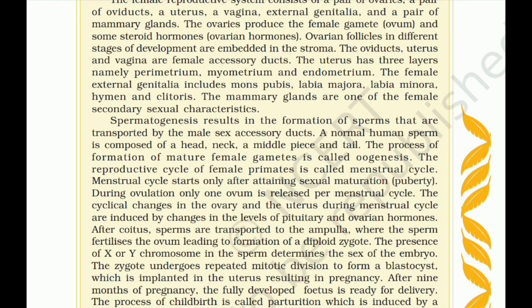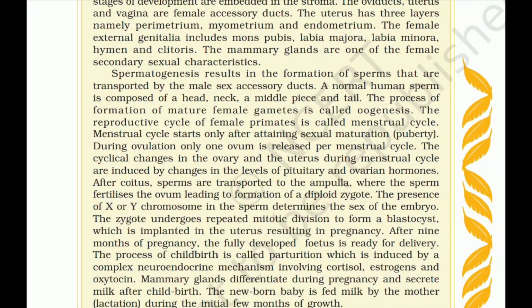The cyclical changes in the ovary and the uterus during menstrual cycle are induced by changes in the levels of pituitary and ovarian hormones. After coitus, sperms are transported to the ampulla where the sperm fertilizes the ovum, leading to formation of a diploid zygote. The presence of X or Y chromosomes in the sperm determines the sex of the embryo. The zygote undergoes repeated mitotic division to form a blastocyst, which is implanted in the uterus, resulting in pregnancy. After 9 months of pregnancy, the fully developed fetus is ready for delivery.